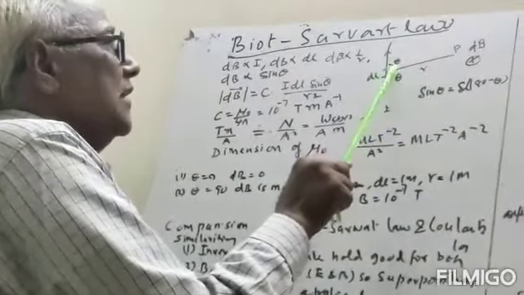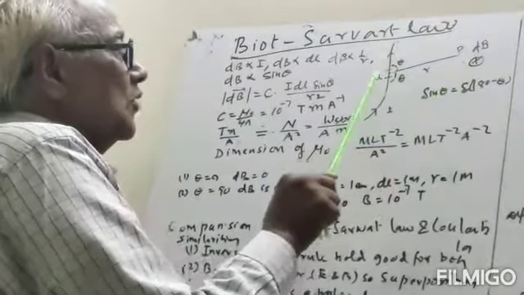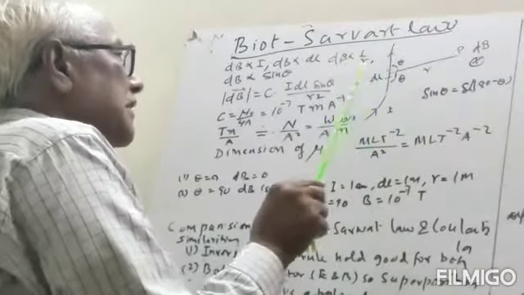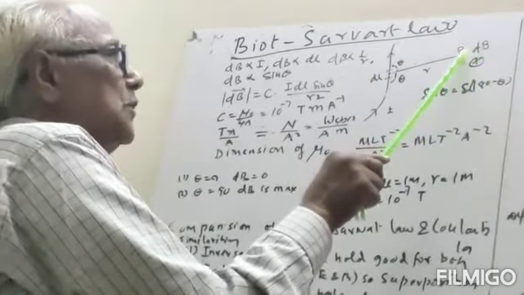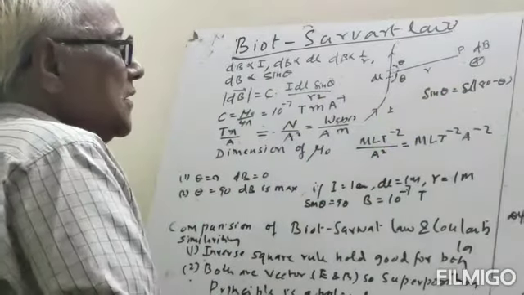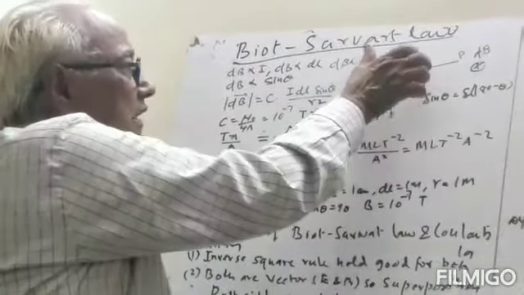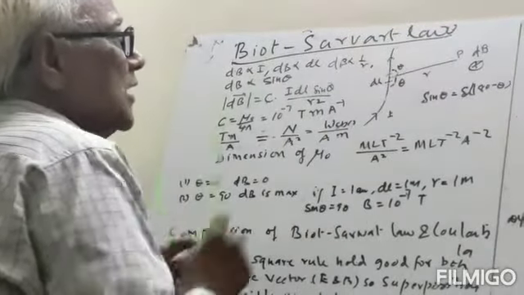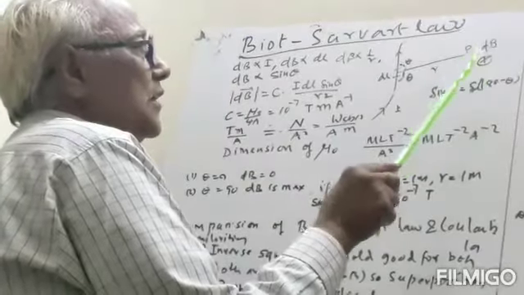If theta is the angle between the current direction, dl, and the line to P, then the magnetic field dB at point P will have a direction, which we can give by the right hand thumb rule. This is the direction of current, so the magnetic field will be downward at this point.